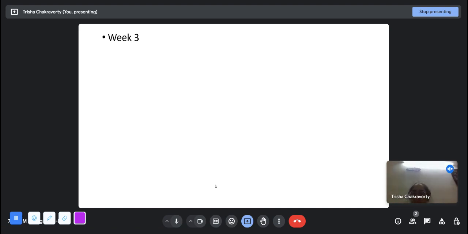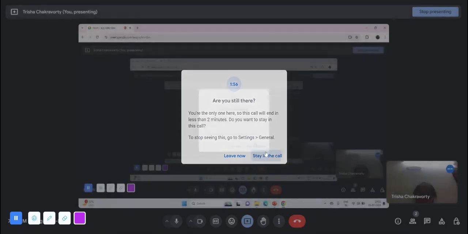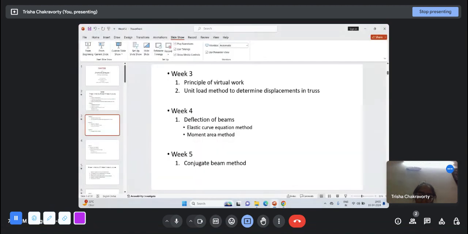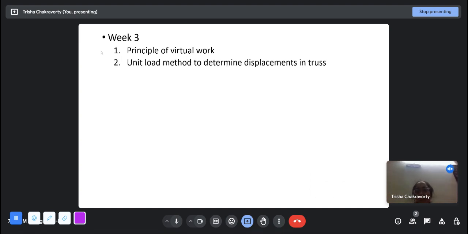In real world structures that we build, deflection criteria is also very important. Maybe not as important as the force response, but the displacement response also has a role to play. We looked at the principle of virtual work, unit load method to determine displacements in truss.